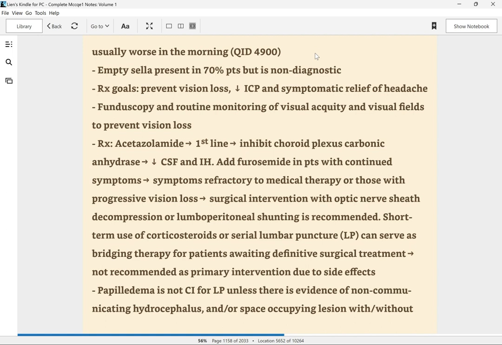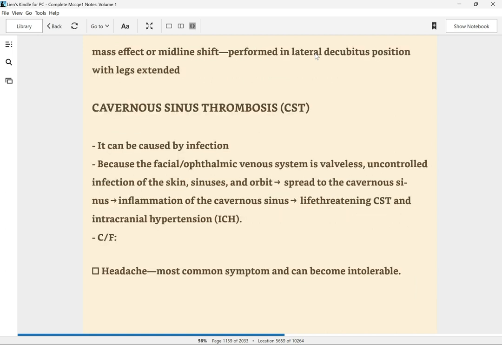Short-term use of corticosteroids or serial lumbar puncture, LP, can serve as bridging therapy for patients awaiting definitive surgical treatment. → Not recommended as primary intervention due to side effects. Papilledema is not a CI for LP unless there is evidence of non-communicating hydrocephalus and/or space-occupying lesion with/without mass effect or midline shift. Performed in lateral decubitus position with legs extended.